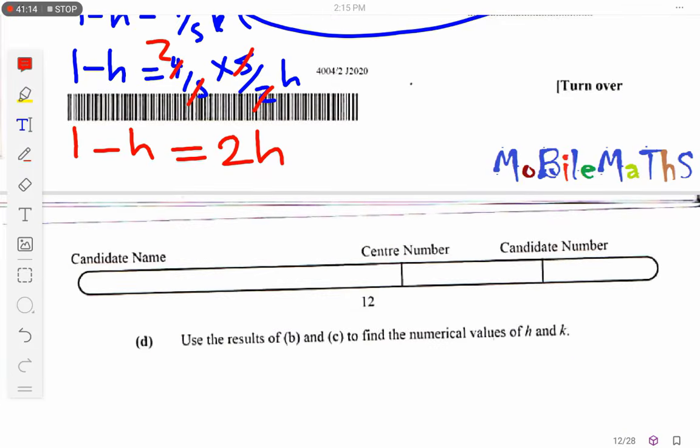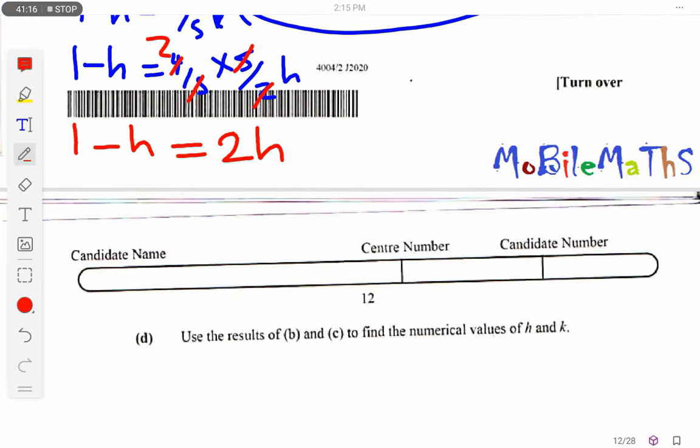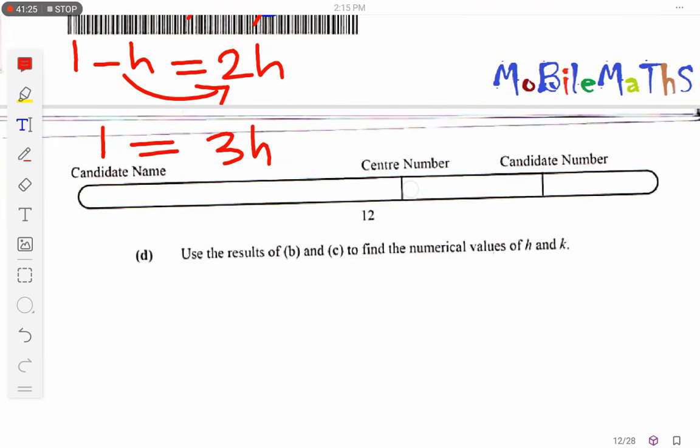Okay, simplifying this one, I'll get 1 minus H there. I can take this H this side. So I'll have 1 is equal to 3H. Okay, so dividing by 3 both sides, by 3, they cancel.